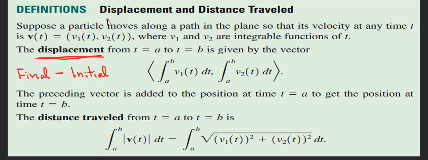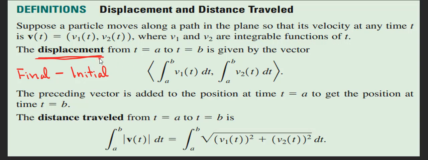In this video, we're going to talk about displacement and distance traveled by a parametric vector. Suppose a particle moves along a path in the plane so that its velocity at any time t, v of t, is v1 of t and v2 of t, where v1 represents the x component and v2 represents the y component. And v1 and v2 are both integrable functions of t.